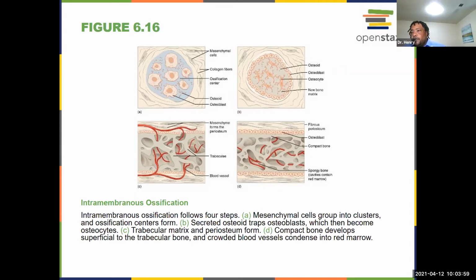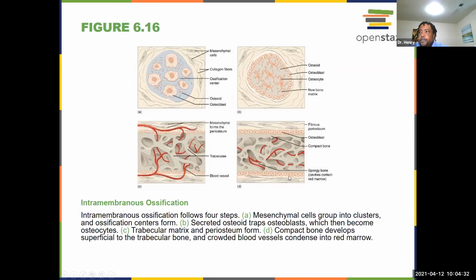Okay, then you're going to get your nice little matrix formation, right? And so you're going to get your trabecular structures forming. You're also going to get your blood vessels. You're going to actually start integrating within the matrix itself.